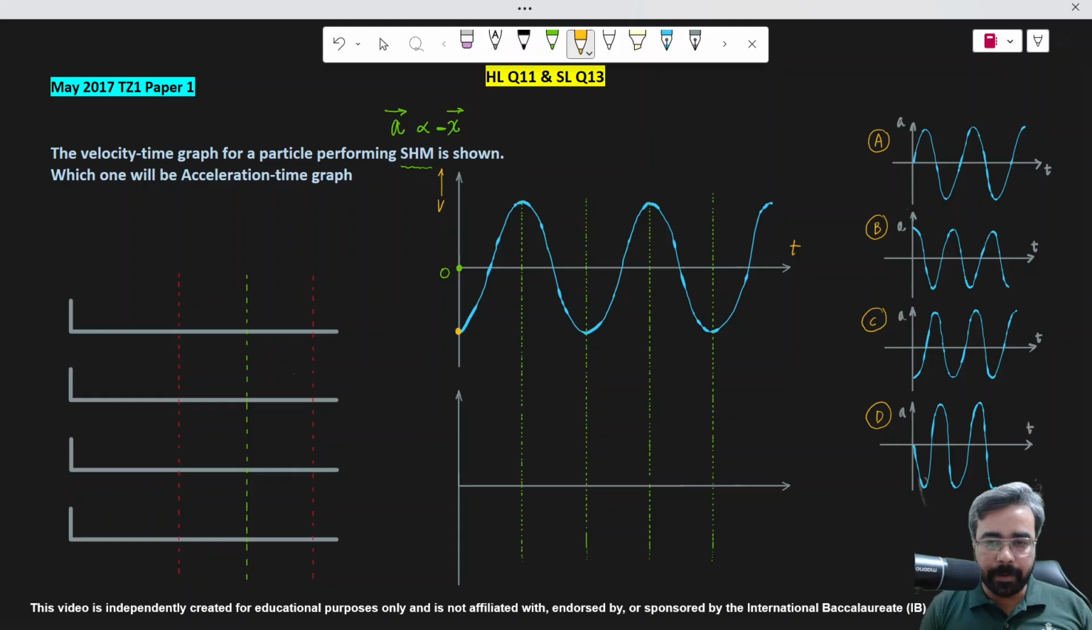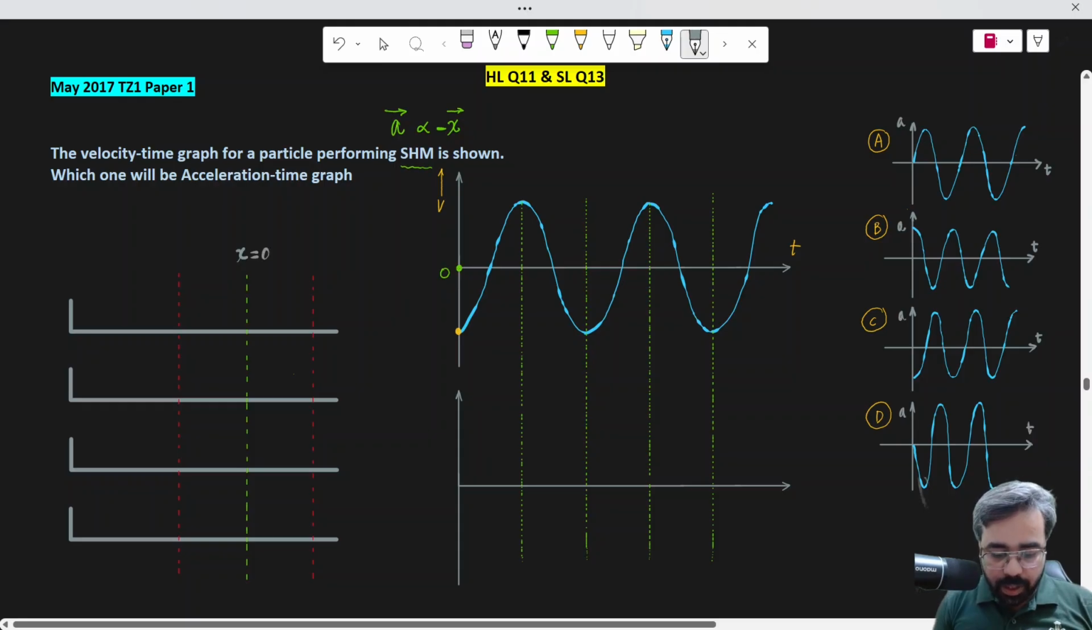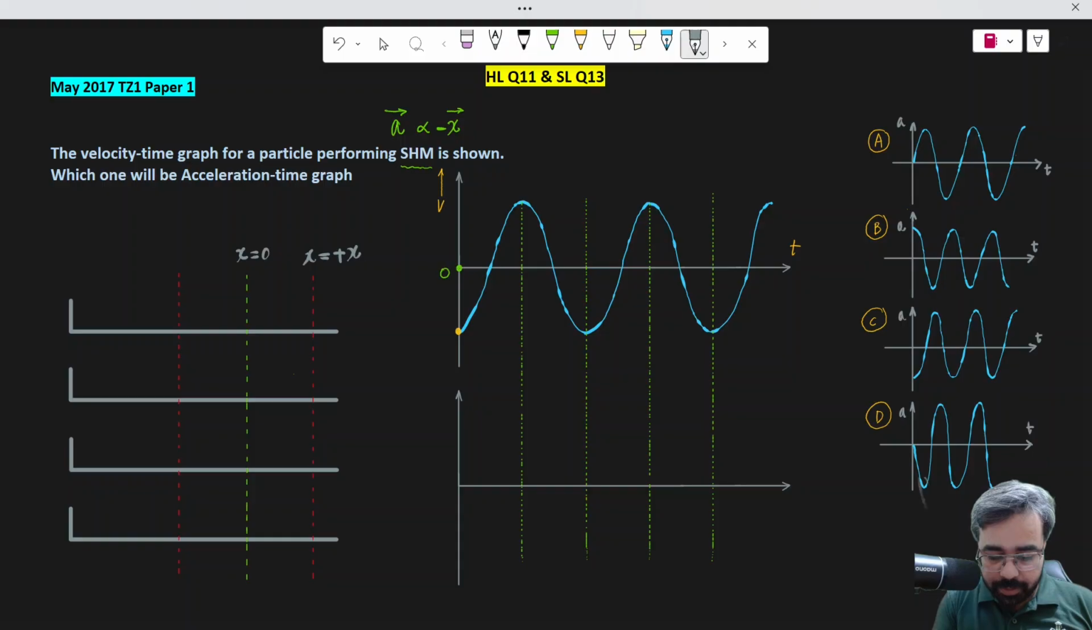One famous example of SHM that I'm going to show you is the horizontal mass spring system, which you can see on the left hand side. I've shown the mass spring system setup at different positions. I will talk about them later. Right now, this is our equilibrium position, this must be the positive extreme position, and this must be the negative extreme position of the mass.